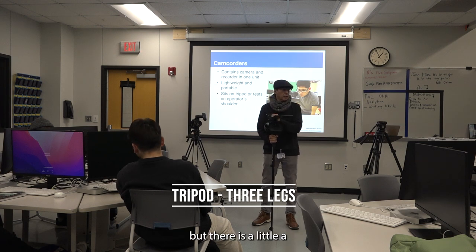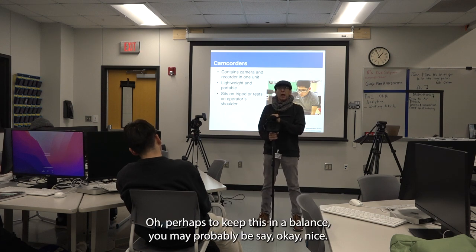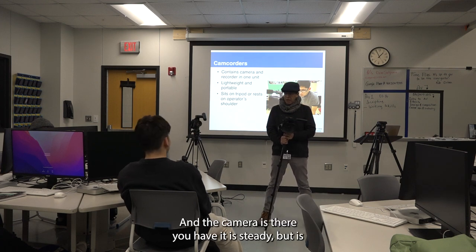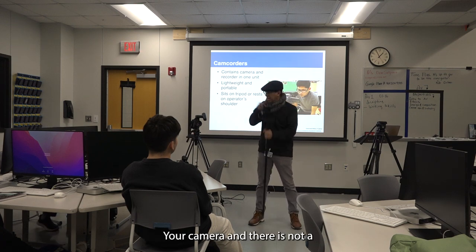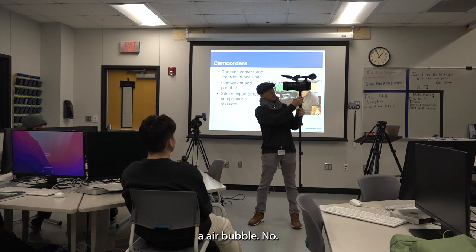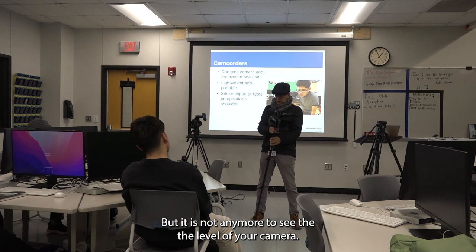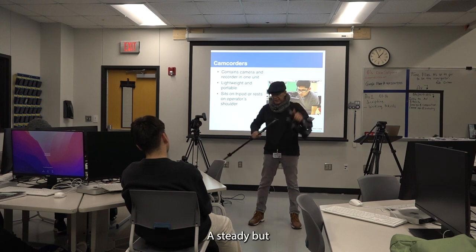But there is a lot to know to keep this in balance. You may probably be saying, okay, nice, I'm good. And the camera is there. You have it steady, but it's not balanced. So you need to make sure that your camera is balanced. And there is not an air bubble anywhere in here. Actually, it used to have one, but not anymore, to just see the level of your camera. This is a nice way to keep your camera steady.